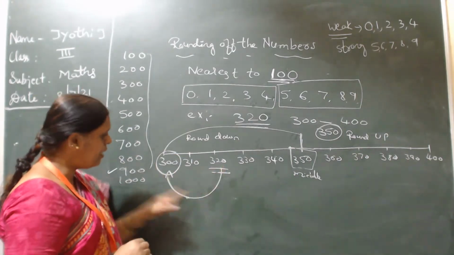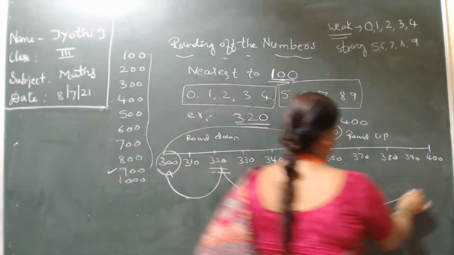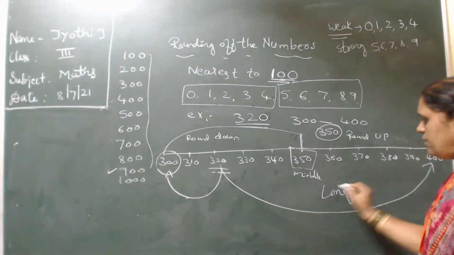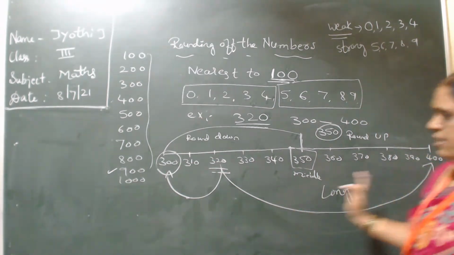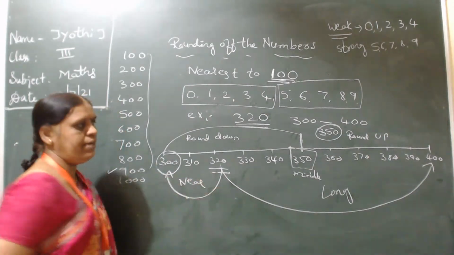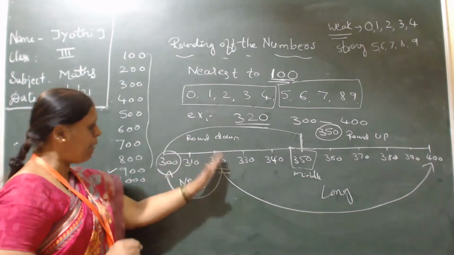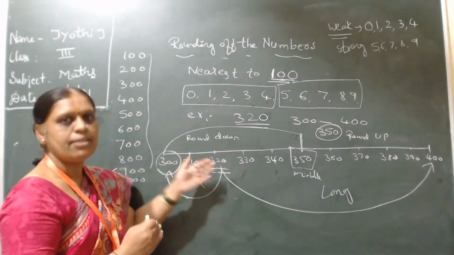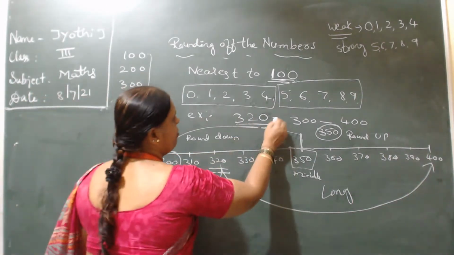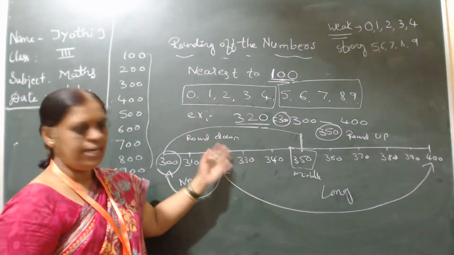So this is near to this 100. See the distance from here to here. It is a very long distance, isn't it? And this one is very near. So instead of going the long distance, it will come back to its nearest number. So 320 is rounded off to 300, nearest to 100. Understand?